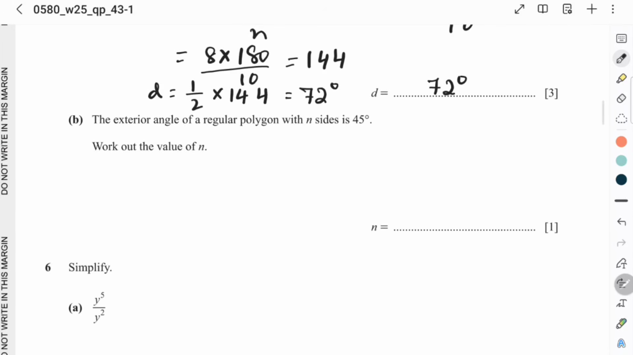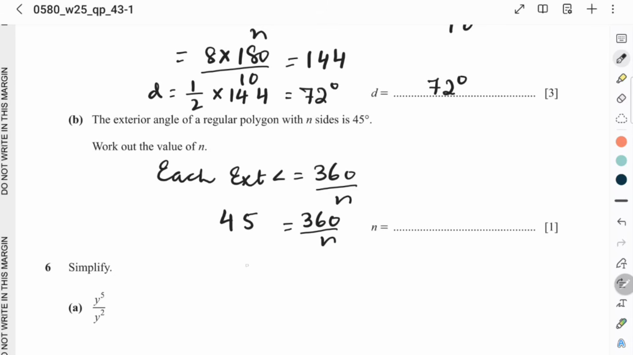Now the next question, the exterior angle of a regular polygon with n sides is 45. Work out the value of n. You know that the sum of exterior angles for every polygon is 360 degrees. So each exterior angle is equal to 360 over n. So 45, each exterior angle given in the question, is equal to 360 over n. So n is equal to 360 upon 45, which is equal to 8. So it's an 8-sided polygon.